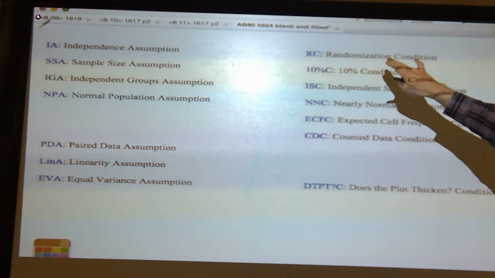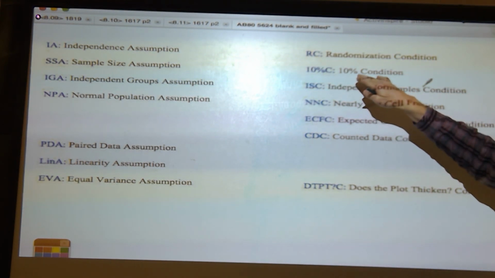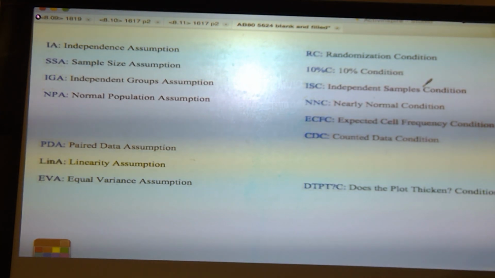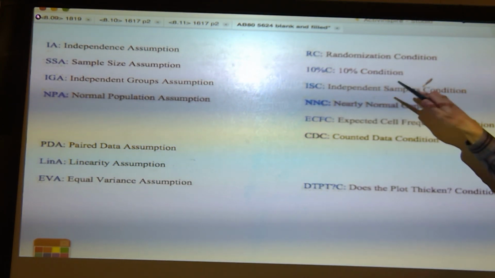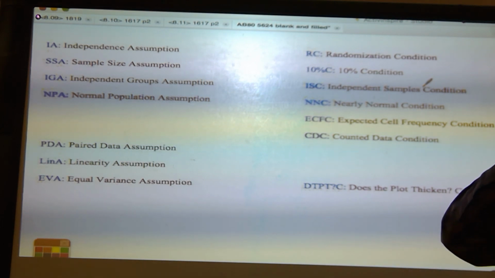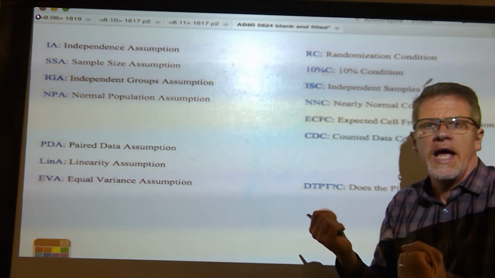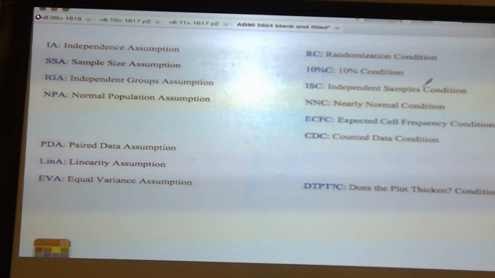Like RC is the randomization condition. 10% C is the acronym for the 10% condition. One of the new conditions that we're going to be learning today that we've never seen before is the independent samples condition. Because we're going to be looking at 2 samples, getting 2 p-hats, p-hat 1 and p-hat 2, and they have to be independent samples. So we're going to check for the first time in our lives today the independent samples condition.